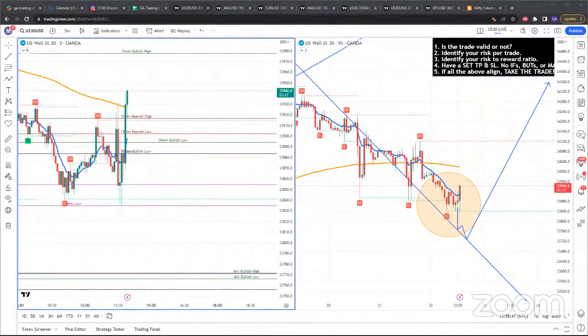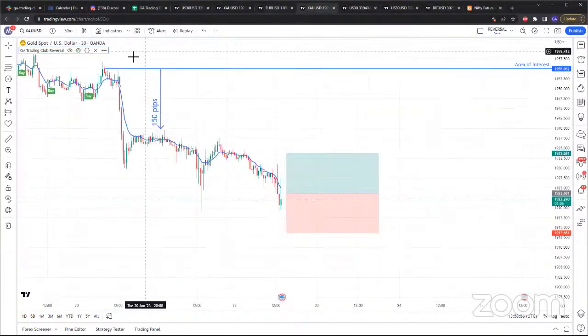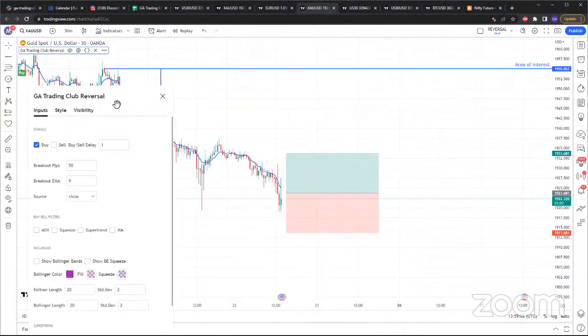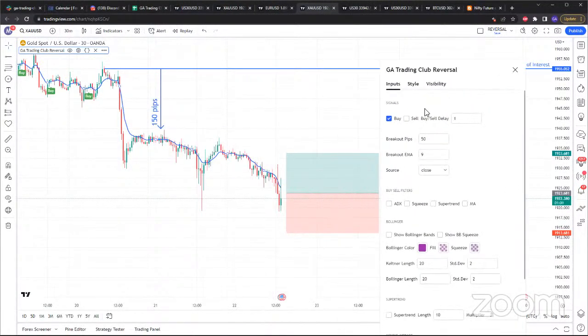The reversal scanner, the inputs for the breakout pips. Did you put 150? Because I was testing it. So yeah, there's two kinds of inputs. There's this input right here in the reversal one: gold, US 30, NAS, and maybe Bitcoin, 50. That's the default 50, max.